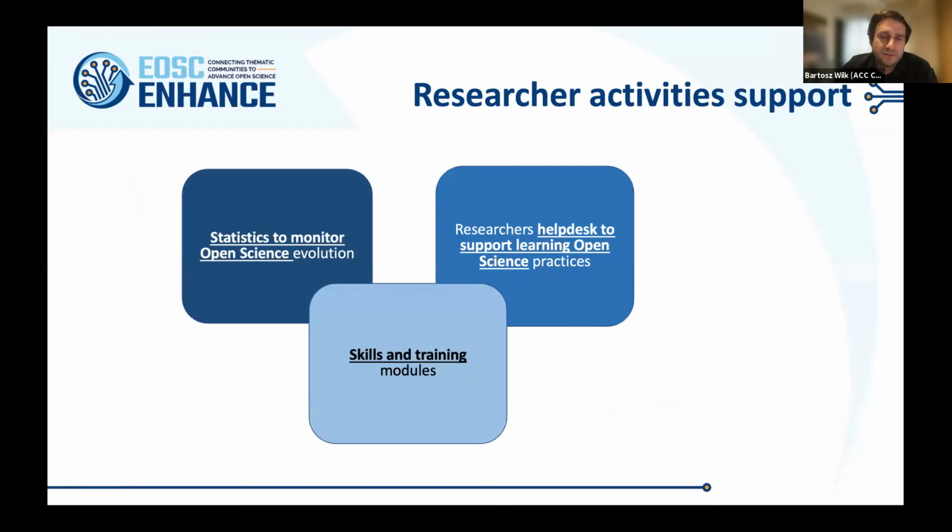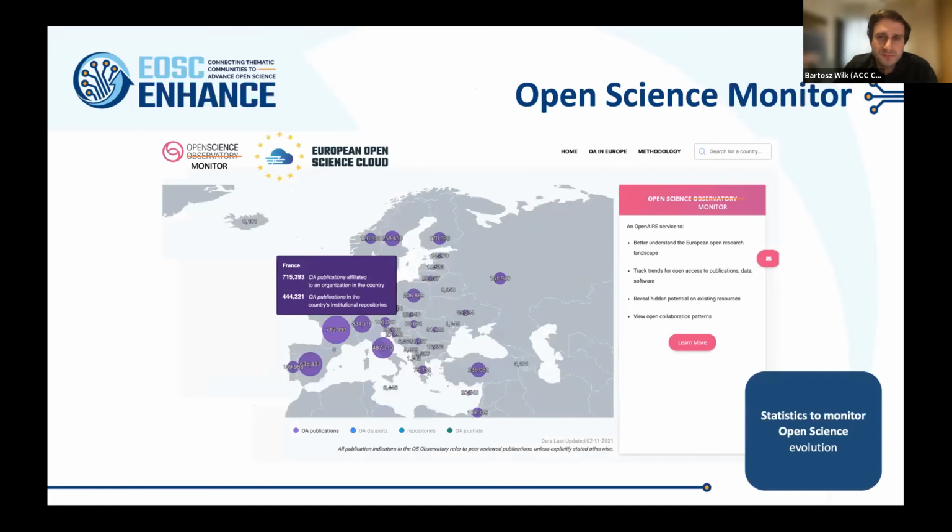And the final, fourth angle of this development is focused on researcher activities support. So preparing modules for skills and training, statistics to monitor open science growth, as well as a researchers help desk to support learning open science practices. The only example I can give you in this area is the integration of a service which will allow to monitor the statistics about the open science relevant resources.